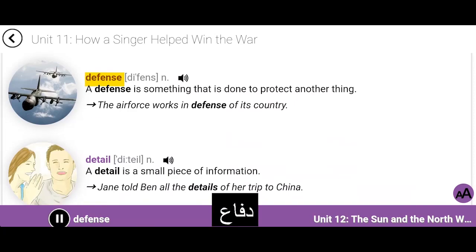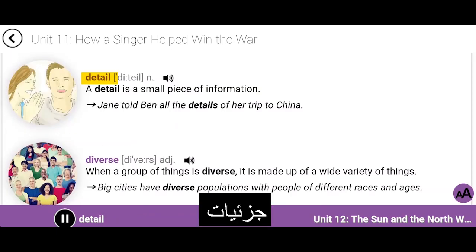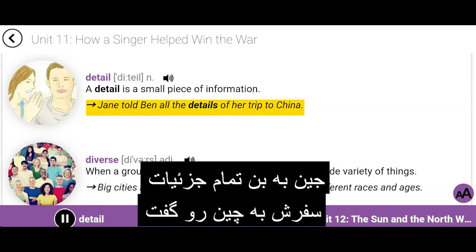Defense. A defense is something that is done to protect another thing. The Air Force works in defense of its country. Detail. A detail is a small piece of information. Jane told Ben all the details of her trip to China.